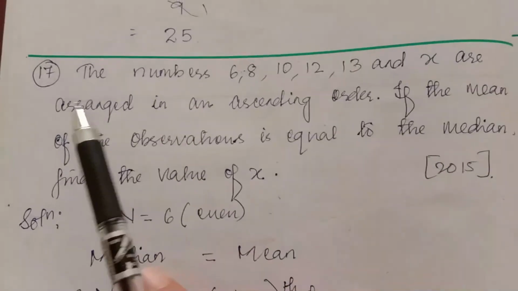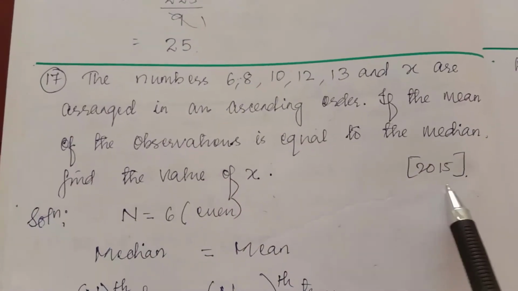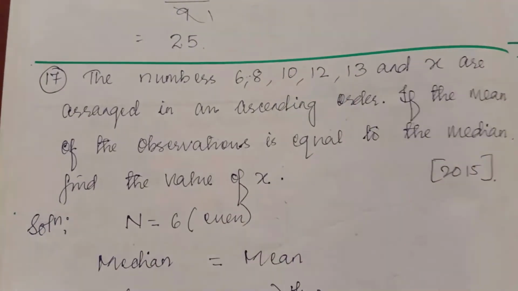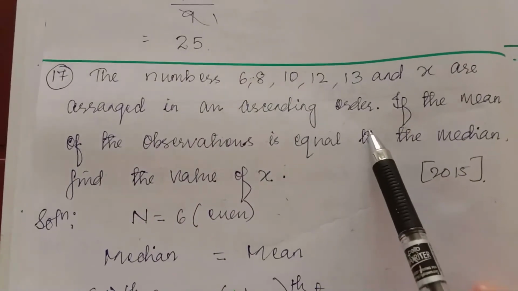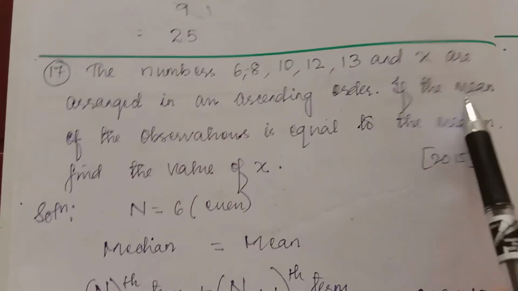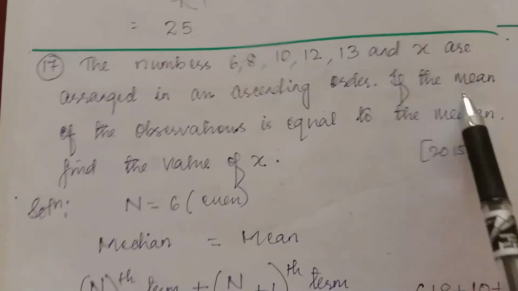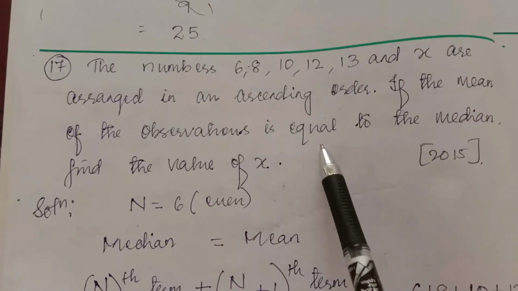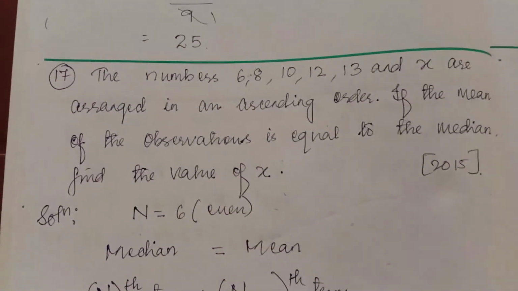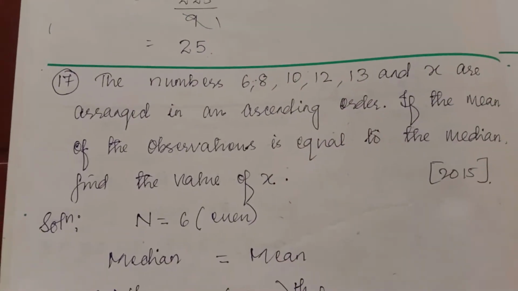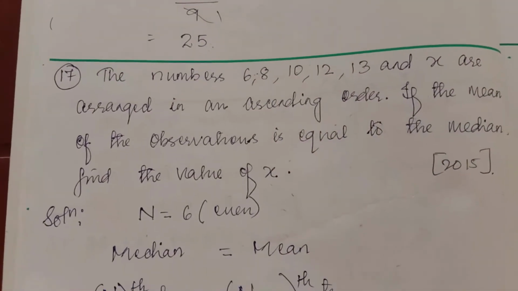Another question is question number 17. This is an ICSE 2015 question. Here also the numbers are arranged in ascending order, and the mean and median are equal. If the mean of the observations is equal to the median, what is the value of x? That you have to find.